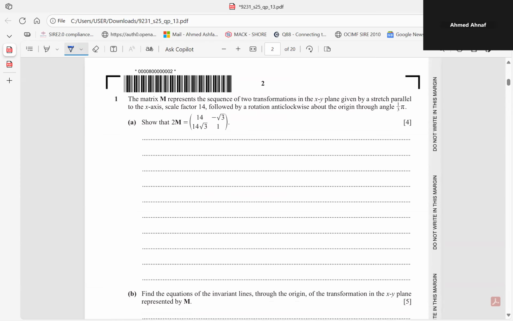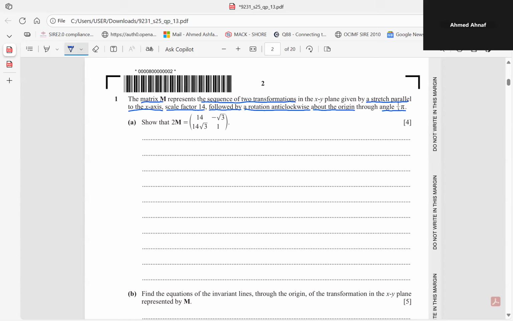Okay, so for the first question, we're told that the matrix M represents the sequence of two transformations in the xy plane given by a stretch parallel to the x-axis with scale factor 14, followed by a rotation anti-clockwise about the origin through angle pi over 3. And for the first part, we're told to show that 2M is equal to this matrix.